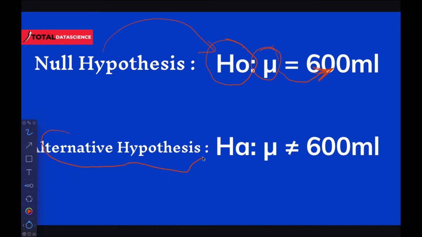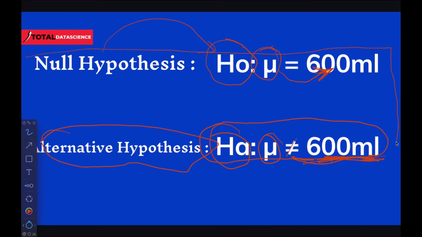Then we set an alternative hypothesis over here, which is going to be H1 or HA, whatever you want to call it. So now we are going to challenge this status quo and say that whatever content you have is not up to 600 ml, right? The content you have in your 600 ml bottle is not actually up to what you claim. So this becomes the statistic that you're going to test with regards to your hypothesis testing.